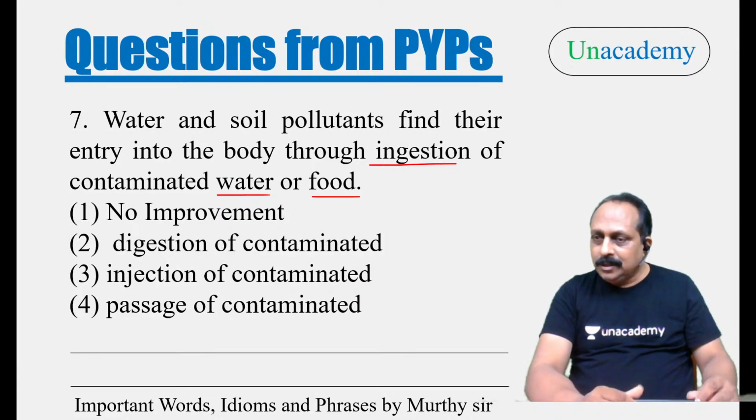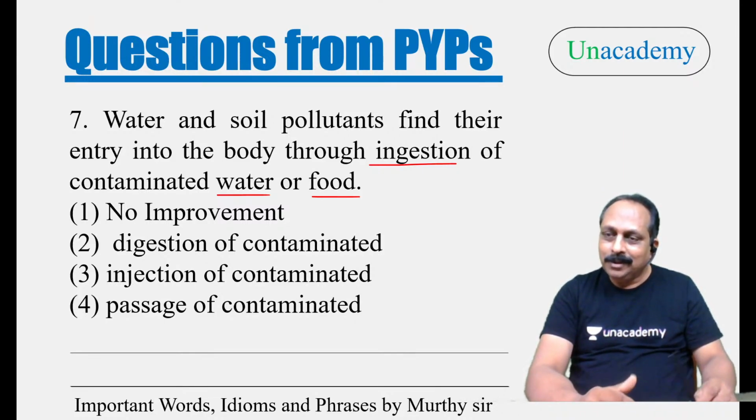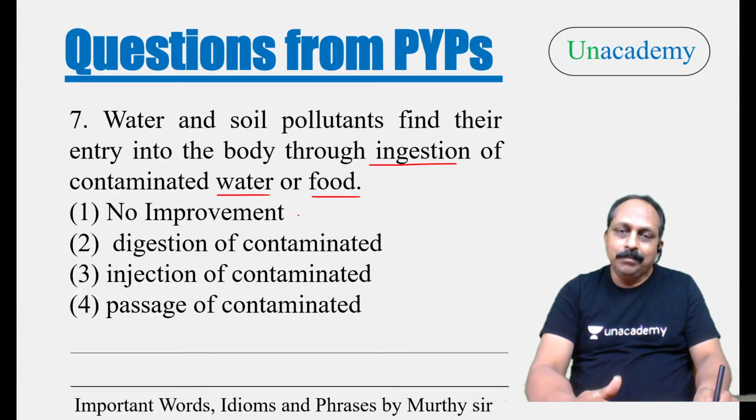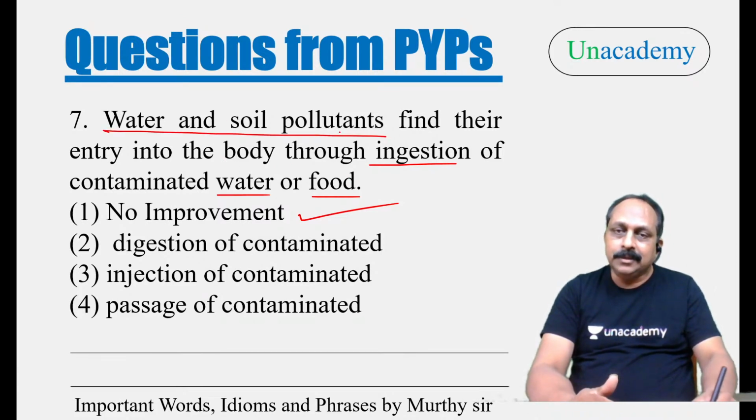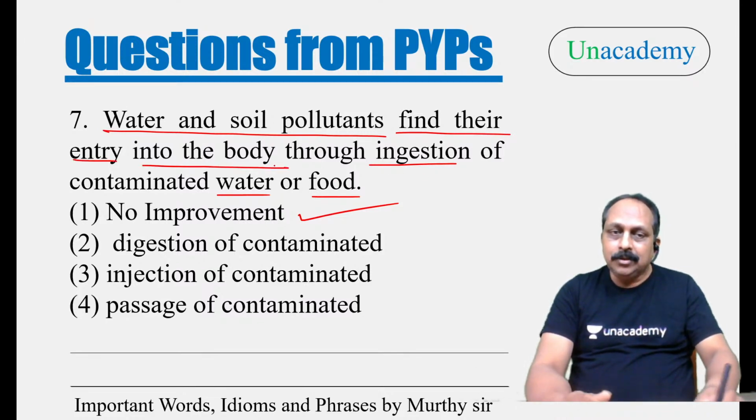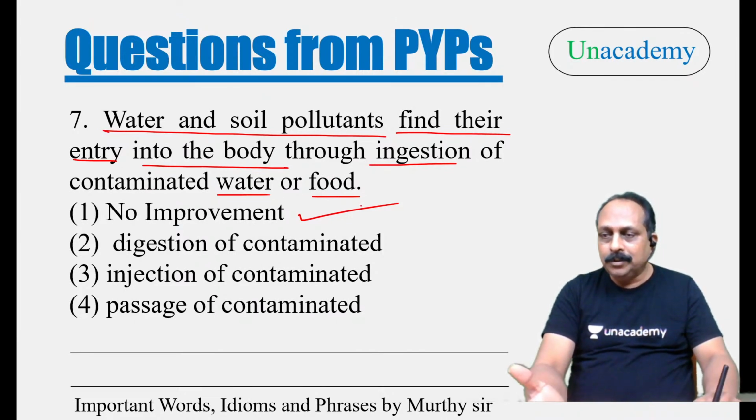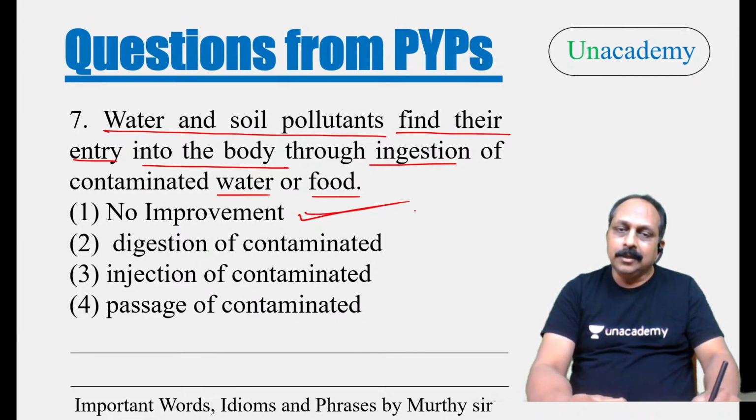Question number 7, no one has responded. Mondal is the first one to respond, then Balu Nayak. Oh, wonderful. Almost all the students, perfect. There is no error whatsoever. Water and soil pollutants, subject, find their entry into the body. How? Through ingestion of contaminated water or food. Perfect sentence, nothing wrong, no improvement is the answer.